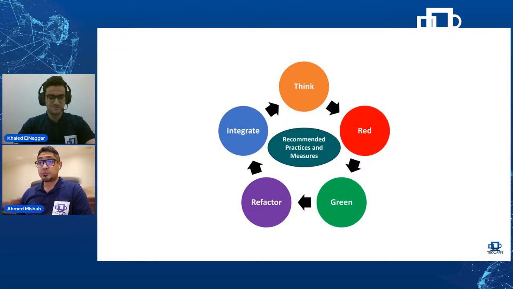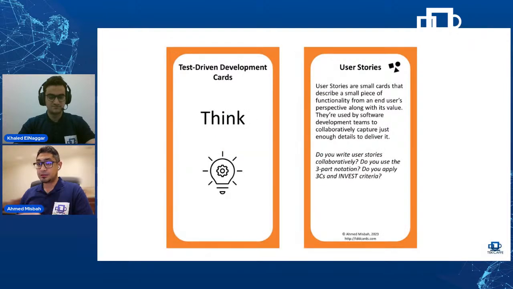So let's pull our first card from the think phase. So Khaled, go ahead. The user story card from the think phase explains that user stories are small cards that describe a small piece of functionality from an end user's perspective along with its value. User stories are used by software developers, development teams to collaboratively capture just enough details to deliver it.